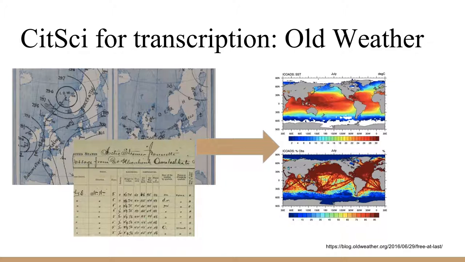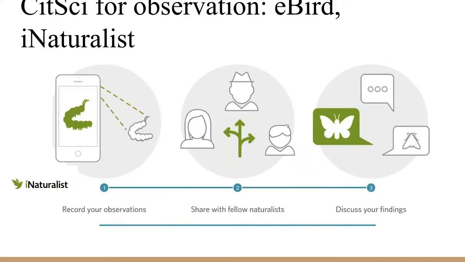The citizen science in eBird, something I'm not as familiar with, but my co-chair, Andrea Thomer, is. Basically, they're doing classification as well in the amateur ornithology community. There are three basic steps: record your observation, share with fellow naturalists, and then discuss your findings. So quality in terms of classification doesn't necessarily need to be high, because you're not talking about a transcription error of a number. You're really talking about, is the species this or that?